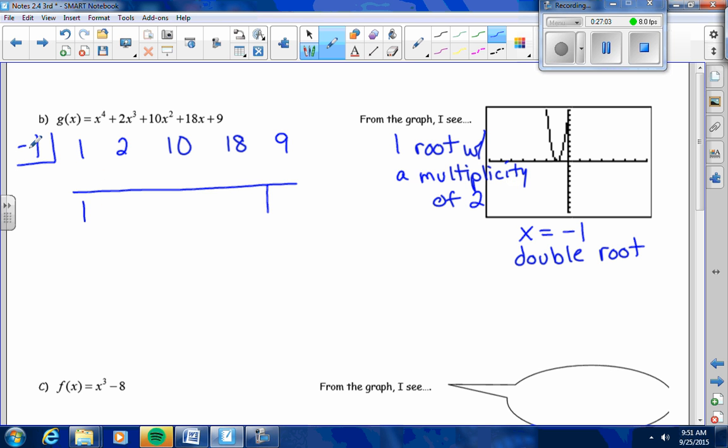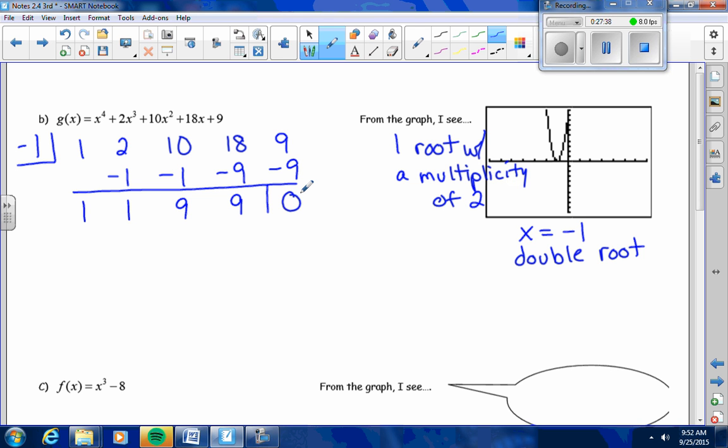1 times the number in the box of -1 is -1. 2 plus -1, 1. 1 times -1. 10 plus -1 is 9. 9 times -1, -9. 18 minus 9. 9 times -1, -9 plus 9 is 0. We started with x to the 4th. Our result is now where? X to the 3rd. Okay.